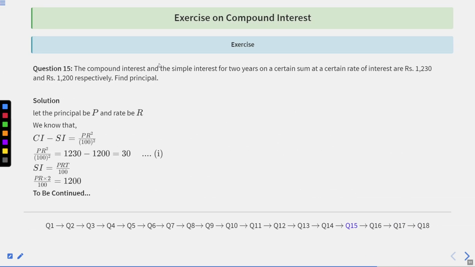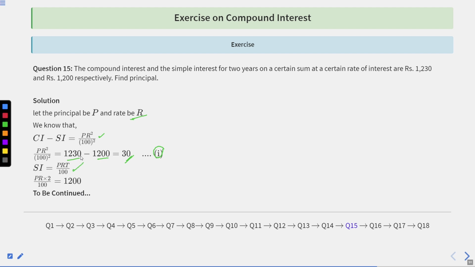So the solution: let the principal be P and the rate be R. And we know that compound interest minus simple interest is equal to PR squared upon 100 squared, which is equal to 1230 minus 1200, and it is equal to 30. So this is equation number 1.